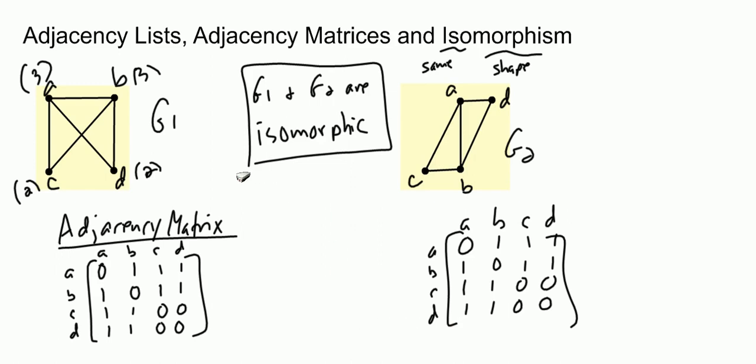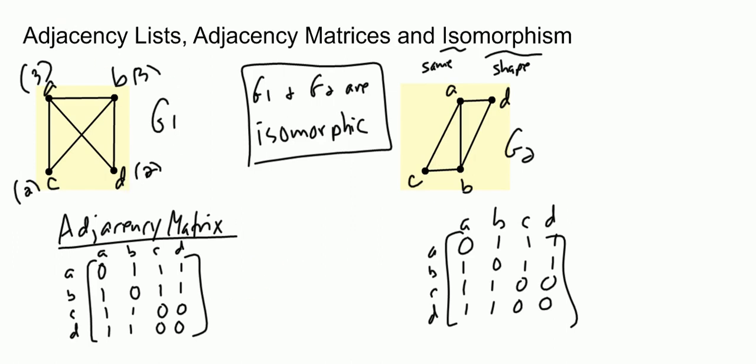Okay? So if you want to show two graphs are isomorphic, you have to show that you can label them in such a way that either the adjacency lists or adjacency matrices are the same. Now the problem is, just because the adjacency matrices are different or the adjacency lists are different doesn't mean they're not isomorphic. It just means that the choice you made didn't work.